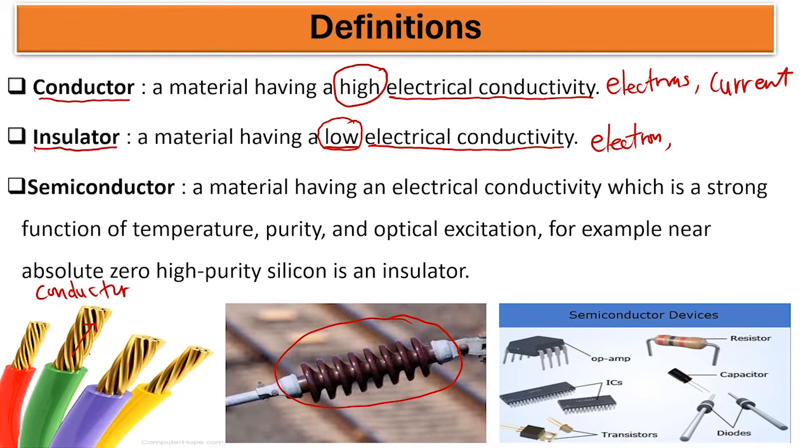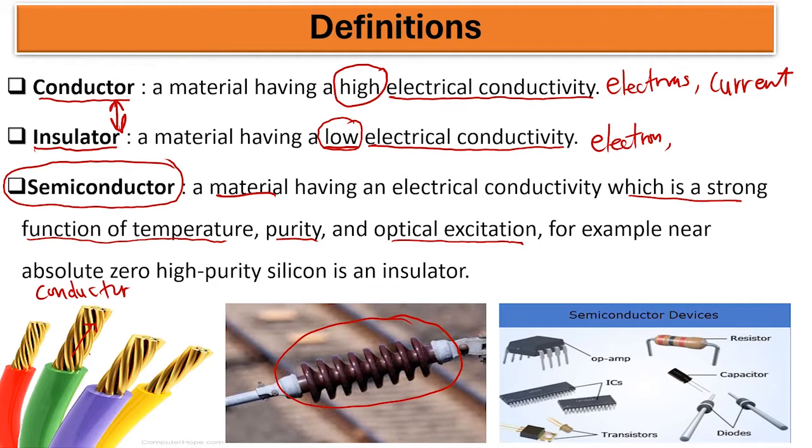Are we okay? Now, since we have a conductor and an insulator, there should be something in between them, and we call that what? Semiconductor. In basic terms, a semiconductor is a material whose conductivity lies between a conductor and what? An insulator. That is right. It is semi of a conductor. But we will also derive another explanation, which says it is a material having electrical conductivity which is a strong function of temperature, purity, and optical excitation.